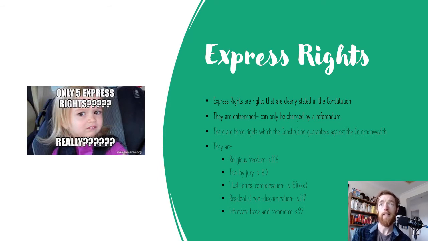Express rights are the rights clearly stated in the Constitution. They're entrenched and can only be changed by a referendum. Not many referendums have ever happened in Australia, only a couple. And there are rights which the Constitution guarantees against the Commonwealth. So these are religious freedom, trial by jury, just terms of compensation, residential non-discrimination, so not being discriminated against based on where you live, and interstate trade and commerce, so goods and services can move freely between states. So those are the only 5 express rights that we have.